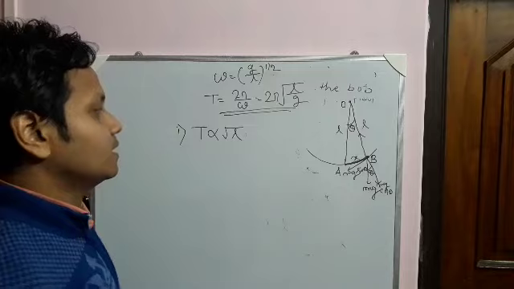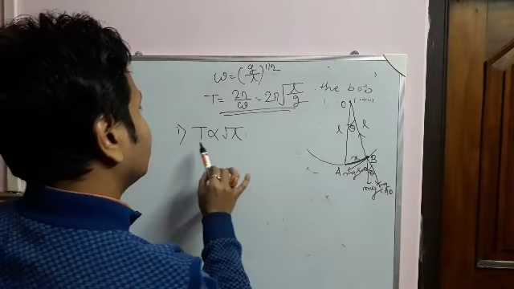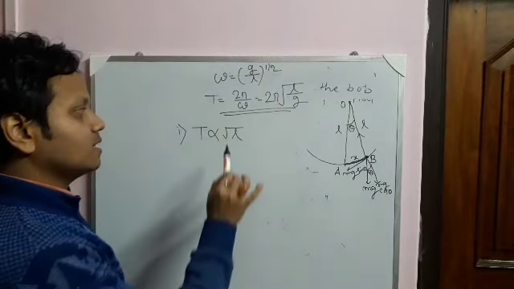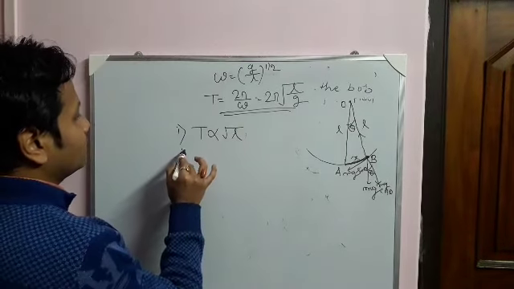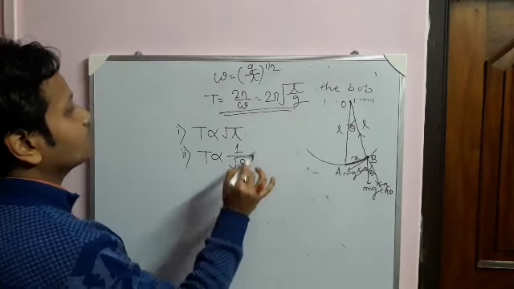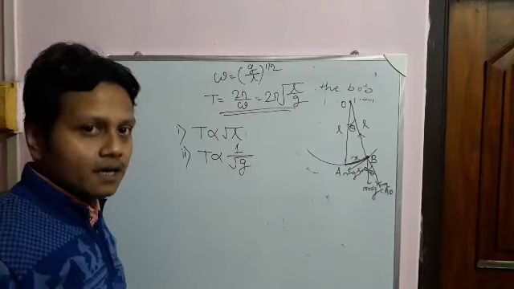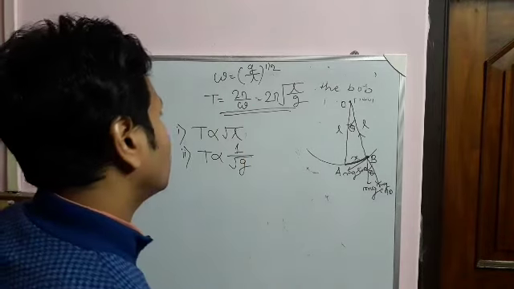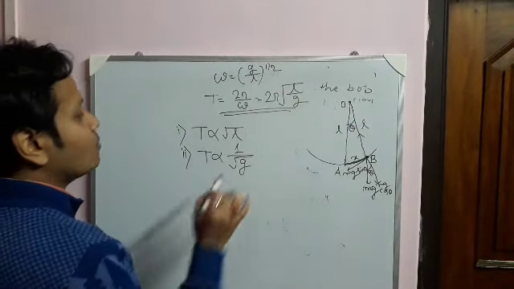We all know that if g remains constant and m remains constant, then the time period of oscillation is directly proportional to the square root of the length of the pendulum. Next, T is proportional to 1 upon root g. So if the length of the pendulum and mass remain fixed, then the time period of oscillation is inversely proportional to the square root of g. And clearly you can see in this expression there is no mass.